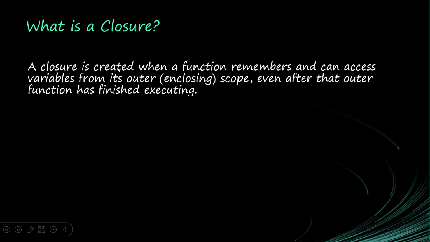So let's talk about closure. I'll try to explain as much as I can. A closure is created when a function remembers and can access variables from its outer scope, even after that outer function has finished executing. So remember that we said that a function that is inside of another function can have access to the scope of its parent. So that is exactly what we mean by closure.